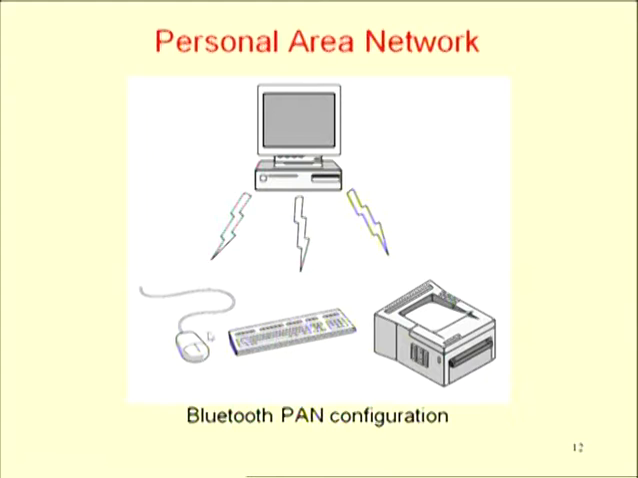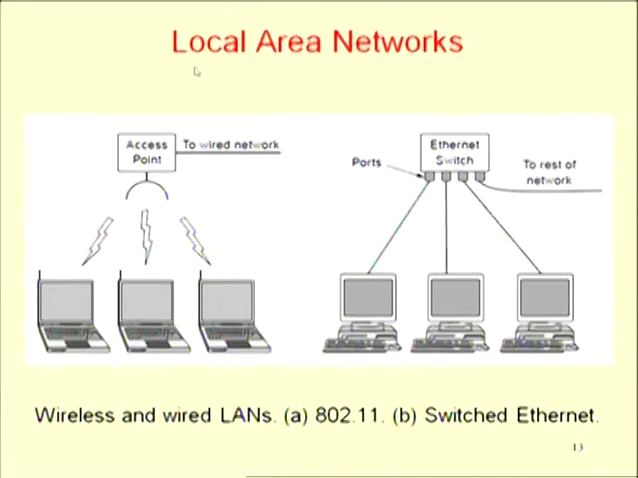This is showing you a personal area network. This is an example of local area network. Laptops are connected with an access point, and an Ethernet switch is connected with these computers. So they are forming a wired area network. Here two LANs are shown. One is called a wireless LAN and the second one is called a wired LAN.